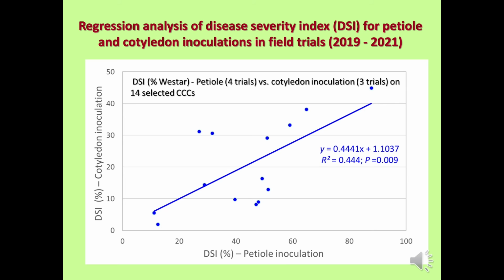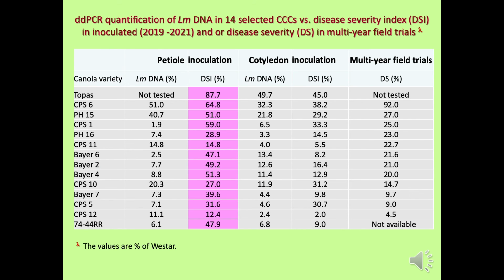This regression graph clearly shows the correlation between cotyledon and PDO inoculation in these field trials based on the disease severity index. This table provides a summary of resistance performance of 14 selected varieties in different trials. It's a bit busy, but let's look at the resistance in the multi-year field trials.